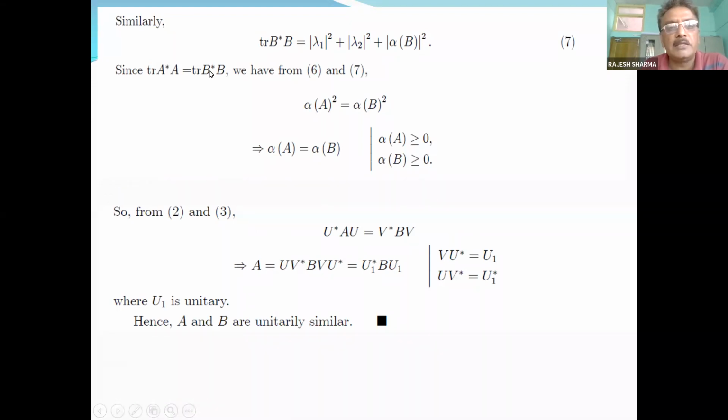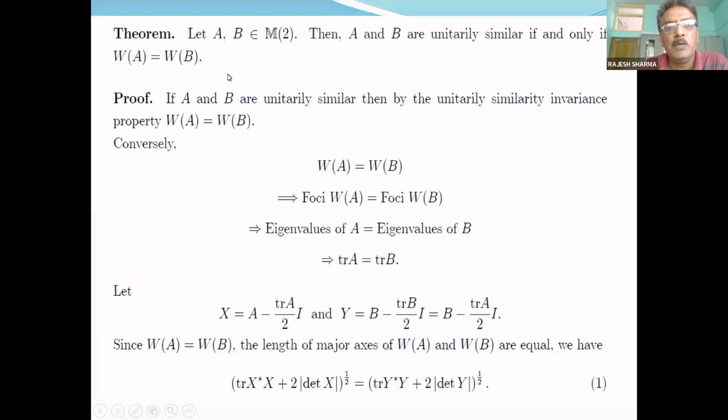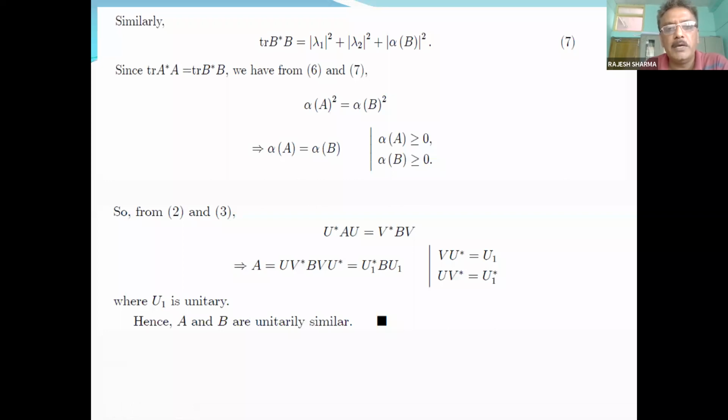Now, given that trace A star A is equal to trace B star B, equating these two expressions, we have alpha A square is equal to alpha B square. And this gives alpha A is equal to alpha B, because we have already shown that alpha A and alpha B are non-negative. So this means U star AU is equal to V star BV. Now, from this on multiplying here on left by U and right by U star, we have A comes out to be this. And since product of unitary is unitary, A is equal to U1 star BU1. So A and B are unitarily similar matrices.